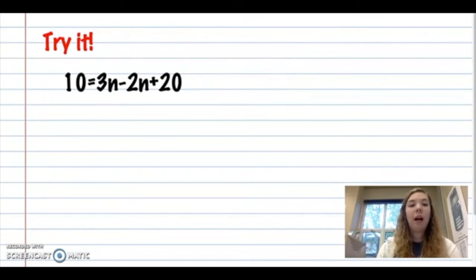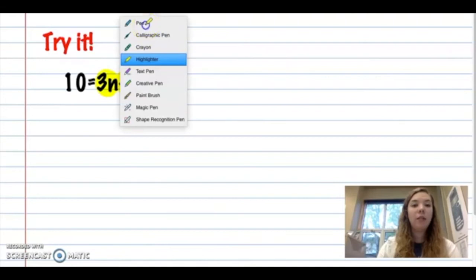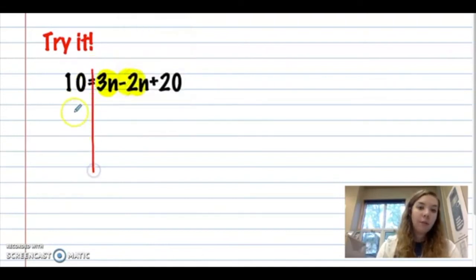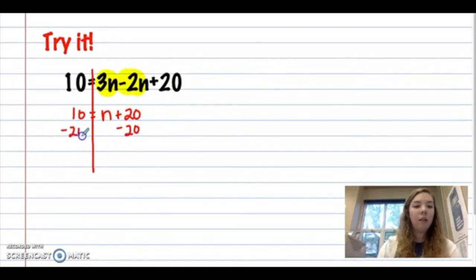Okay, I want you to pause this and try it yourself, and then you can hit play and see if you did it correctly. So here I'm going to combine like terms, my n's, 3n and 2n. So 3 minus 2 is 1n, or just n. And then I have to move the 20 to the other side. So my final answer is negative 10 equals n.